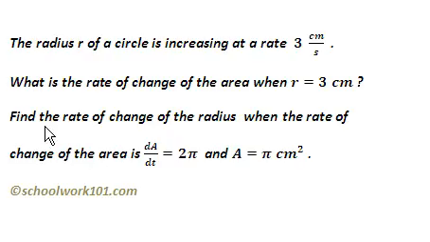Of course, I'm going to have to come back and read it so I can remember what it was. Find the rate of change of the radius. So we're looking for dr over dt when the rate of change of the area, dA over dt, is 2 pi. The rate of change of the radius, dr over dt, that's what we need to find. And of course, they give us some more information here. A is equal to pi centimeters squared. We're going to need to know that.